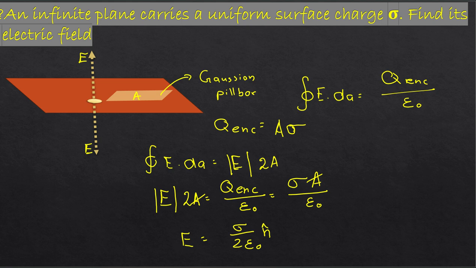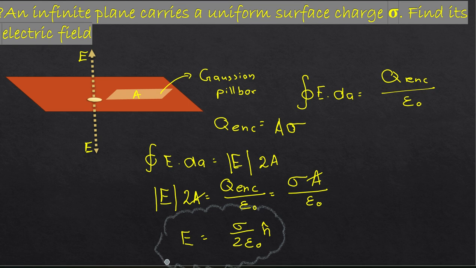Here n cap is the unit vector perpendicular to the surface, pointing away from the surface. So this is the electric field due to an infinite plane carrying uniform charge sigma.